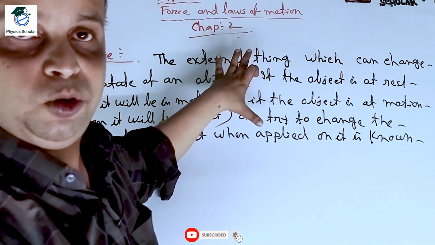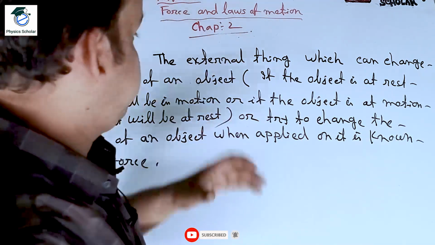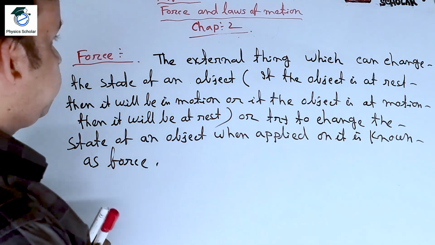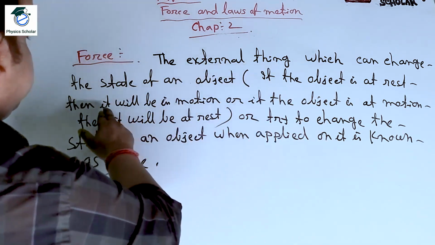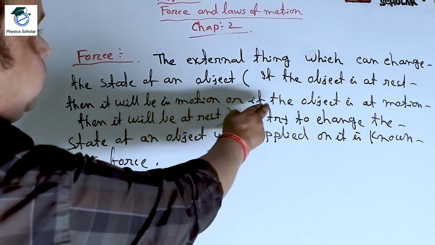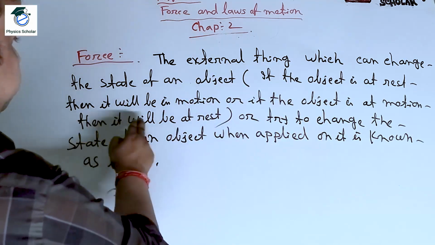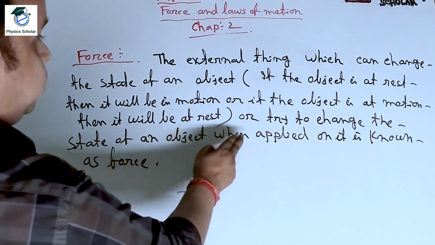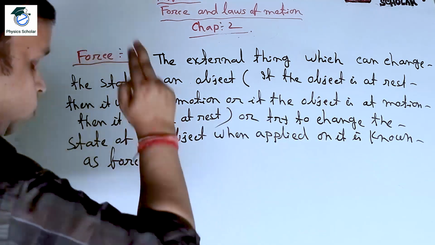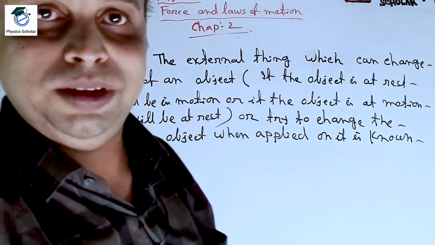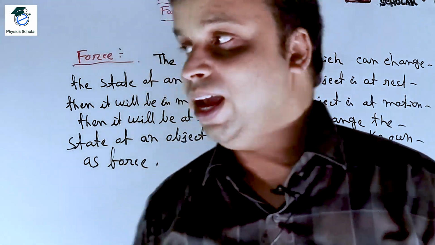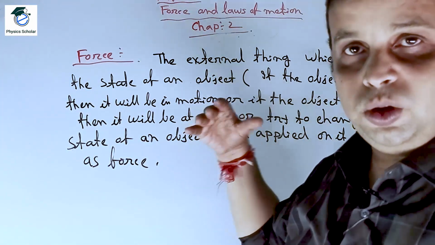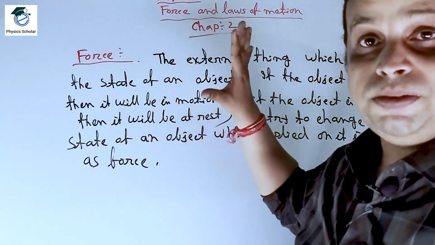So if this comes, what do you mean by force? You have to write this. Clear? The external thing which can change the state of an object, if the object is at rest, then it will be in motion, or if the object is in motion, then it will be at rest, or try to change the state of an object when applied on it, is known as force. So this will be the definition of force. Clear to all of you? You can write it down. I hope you have understood the definition of force.